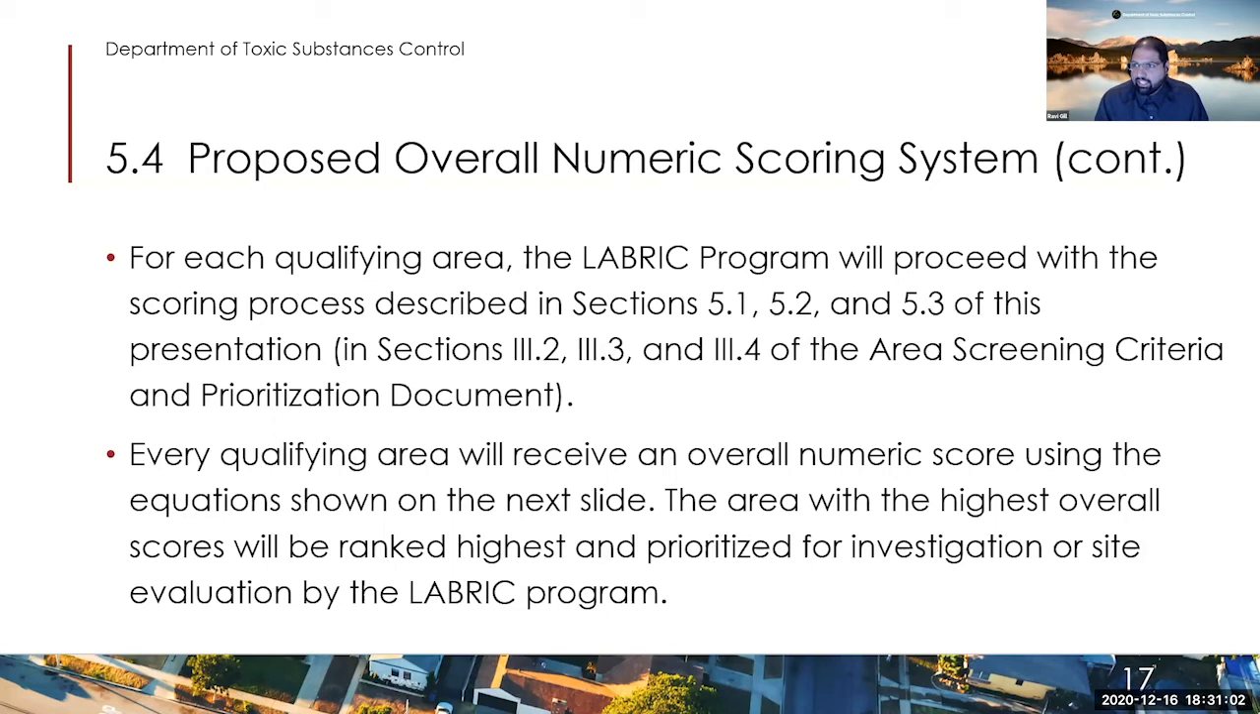So now on slide 17, for each qualifying area, an overall numeric score will be calculated by adding together all prioritization factor scores from each category of factors. Using the equation shown on the next slide, the areas with the highest overall scores will be ranked highest and prioritized for investigation or evaluation by the LABRIC program. Next slide, please.